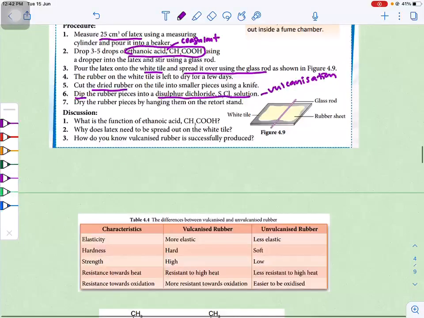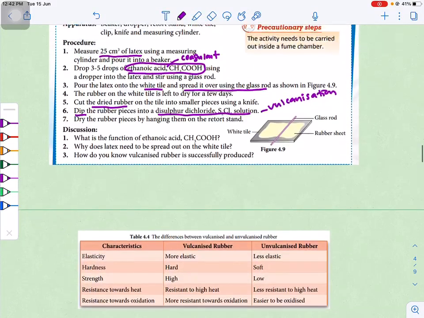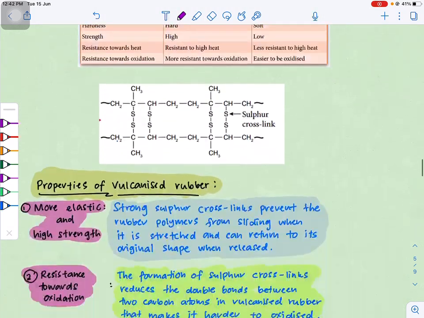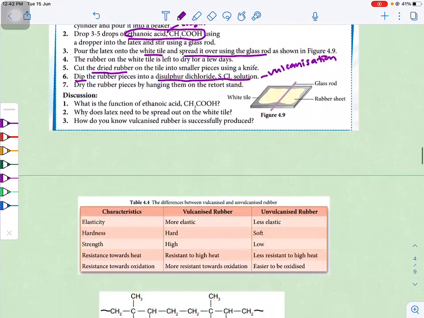Okay, and we can test which one is much more better. Is it true vulcanized rubber is more better or not? We can test this rubber by meletakkan beban. So kita boleh tengok, bila kita letak beban, dia stretch, and then ukur berapa panjang stretch dia, bila lepaskan beban, tengok it's return to original length ataupun tidak.